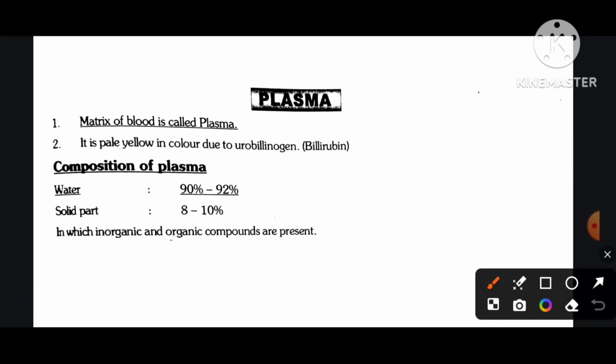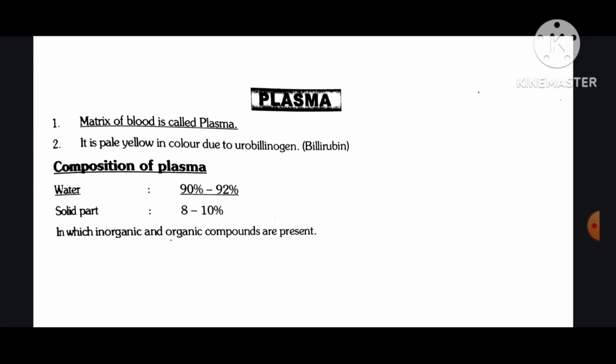Plasma. Matrix of blood is called plasma. It is pale yellow in color due to urobilinogen and bilirubin. Composition of plasma: water 90 to 92%, solid part 8 to 10%, in which inorganic and organic compounds are present.